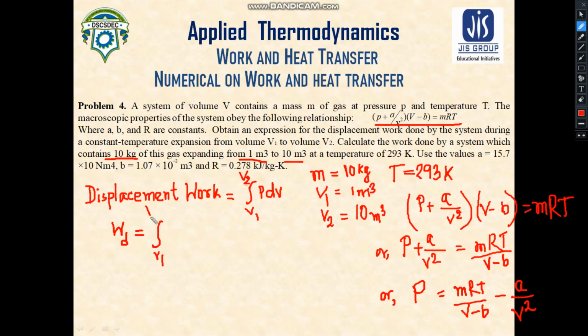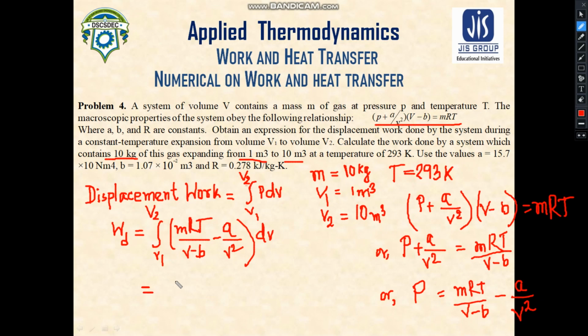So V1 to V2, just write MRT by V minus B, minus A by V square, dV. So you have to integrate this equation. If you integrate this, you can simply understand that M, R, T and A are all constant, so they have nothing to do with the integrated value.